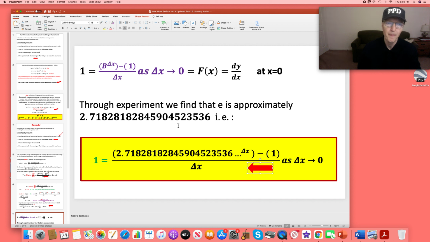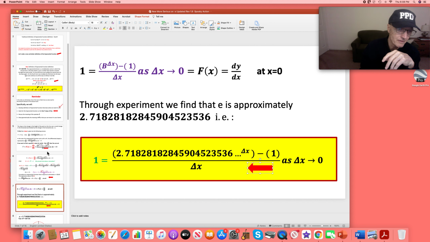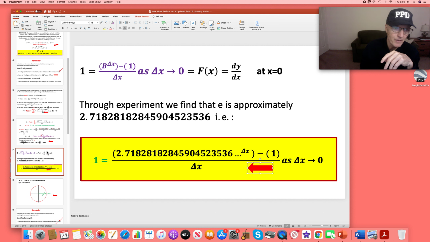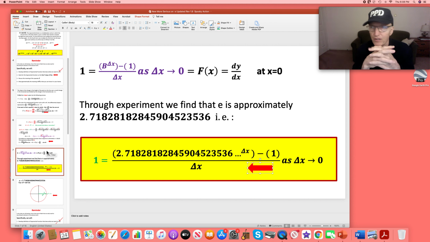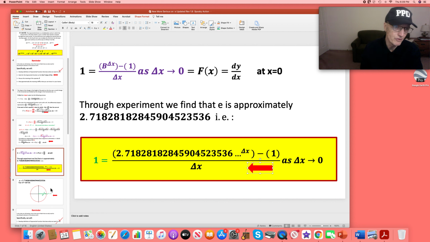And that number, I've got to continue on this presentation. That number, it turns out, is so special because it's the exponential function where the base is chosen to be that number. And for that particular number, the derivative of the function is equal to the value of the function at that point. And that's an amazingly useful tool.